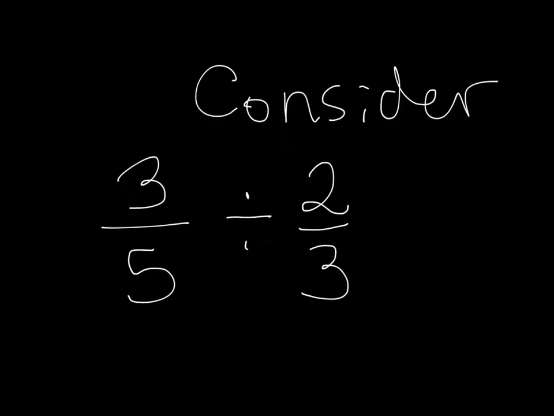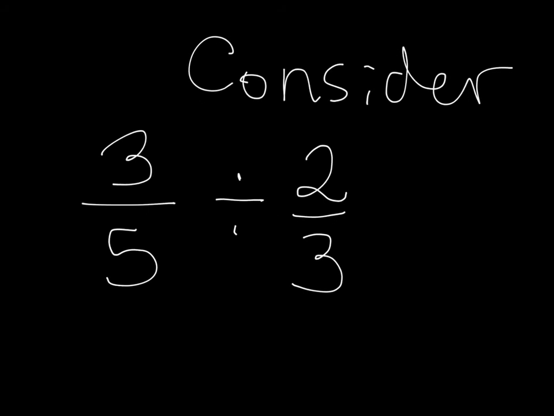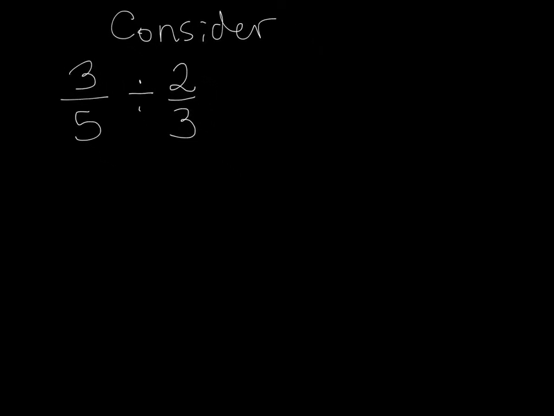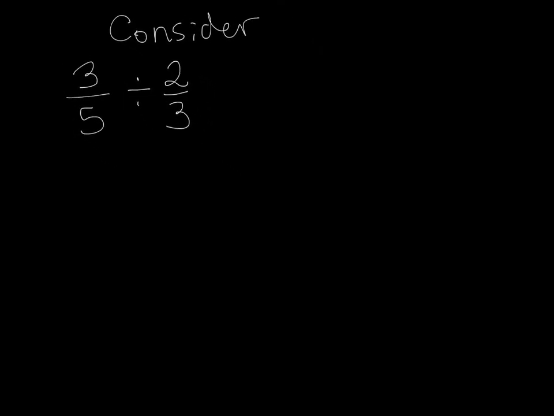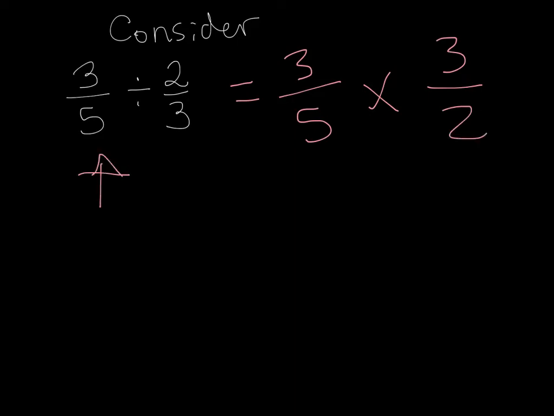So do me a favor and consider this problem with me. 3/5 divided by 2/3. So just a simple fraction division. And you guys know to keep, change, and flip. In other words, the way that you've probably been taught how to do this is something like 3/5 times 3/2. So we keep the first fraction right here, we change the sign to multiplication, and we flip the one on the right, or multiply by the reciprocal. But I want us to take our understanding quite a bit further than that. So let's think about why that works.